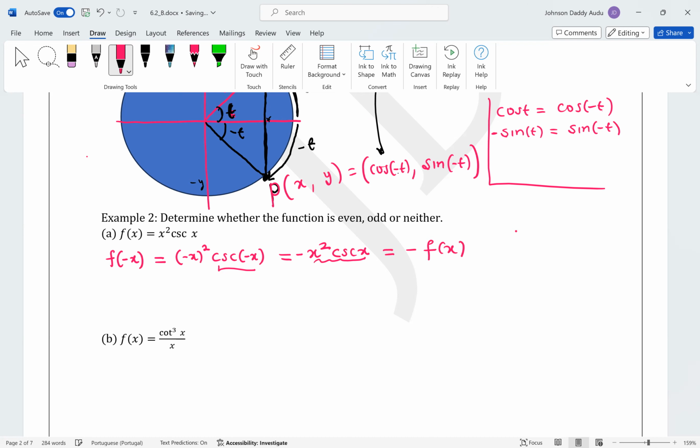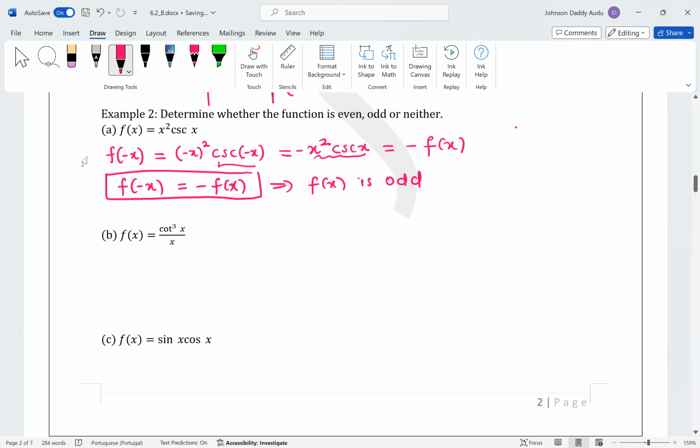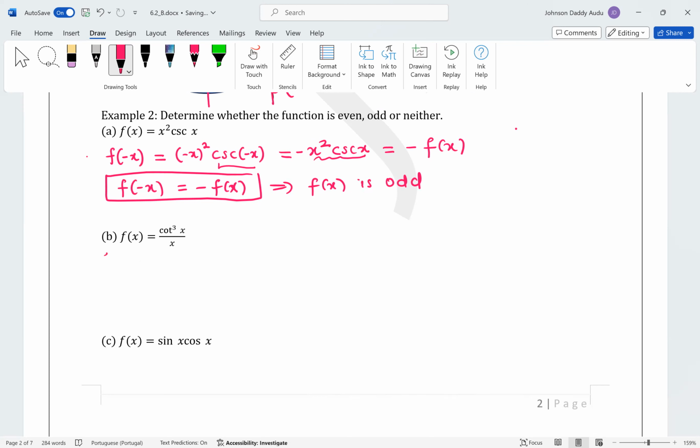So what have we established? We've established that f of minus x is the same thing as minus f of x. So this implies that your function f of x is odd, right?